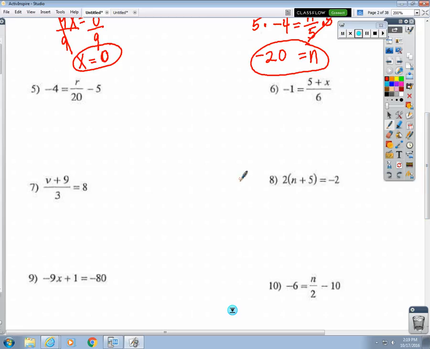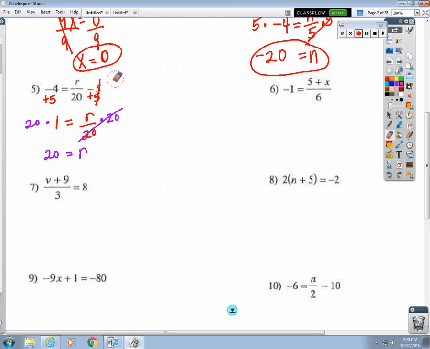Okay, number 5, what should I do first? Correct. This 5 needs to move over there. Since it's subtract, you do the opposite and you add it. On this side, they cancel each other out, leaving the r over 20. And on the left, when you combine those, you get a 1. Now to solve for r, what do we do on both sides? Multiply by 20. And so r equals 20.